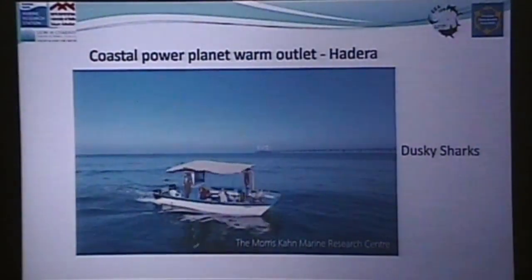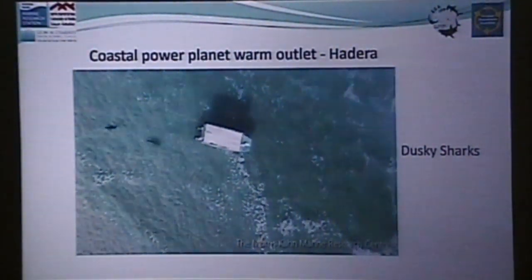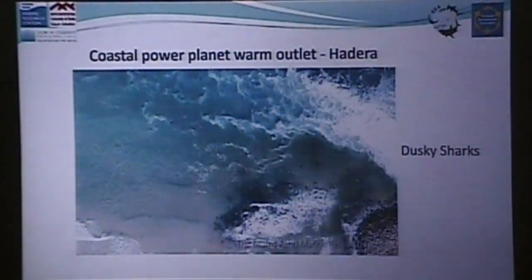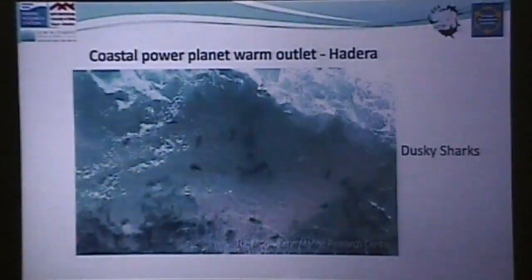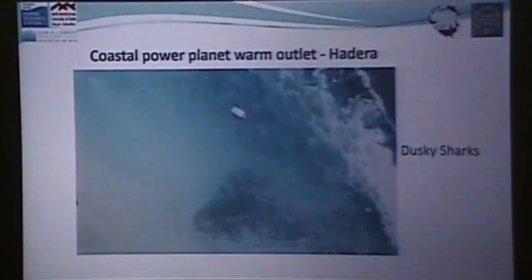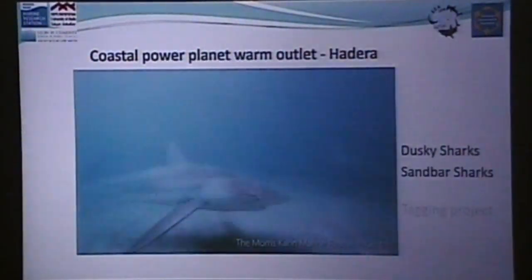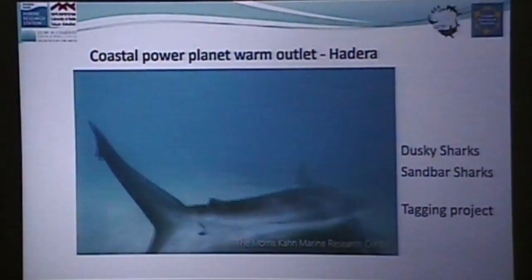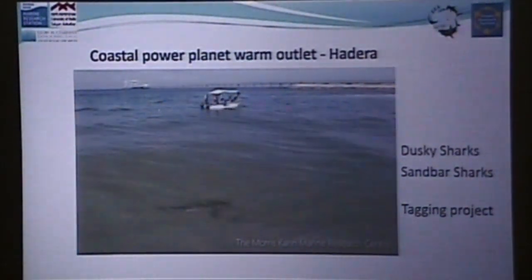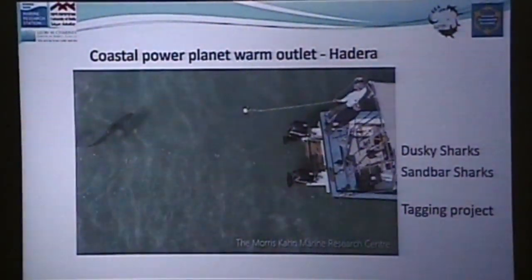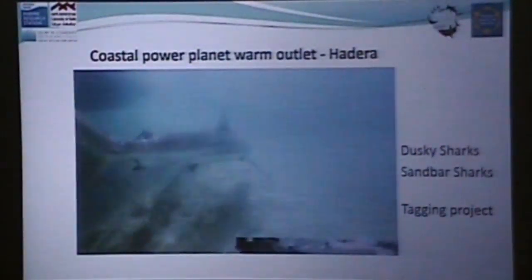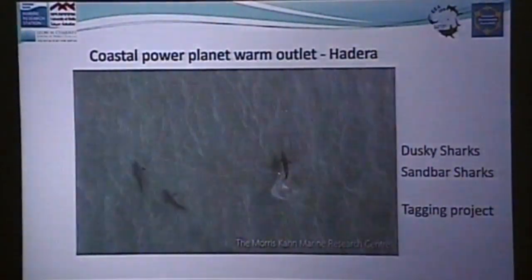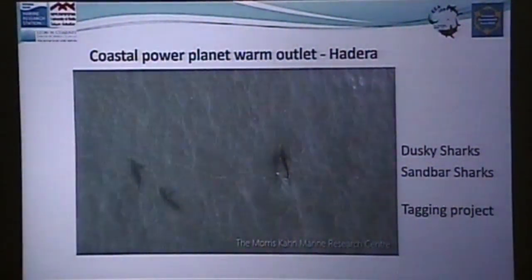And the main aggregation is in the middle of Israel, at the coastal power plant, where the water is warmer. It's about 24 degrees when the surrounding is about 16 to 17. It is mainly dusky sharks, which come in late November. Later in the season, sandbar sharks aggregate there in smaller numbers, apparently. And they leave around May, more or less. We decided to start our tagging project there since it's quite close to our research station, and in that sense it was easy for us to start this work.